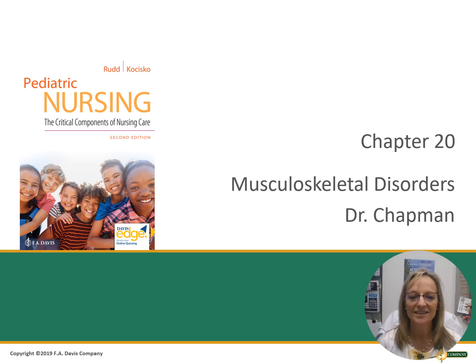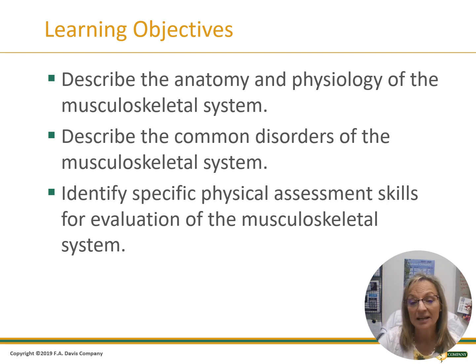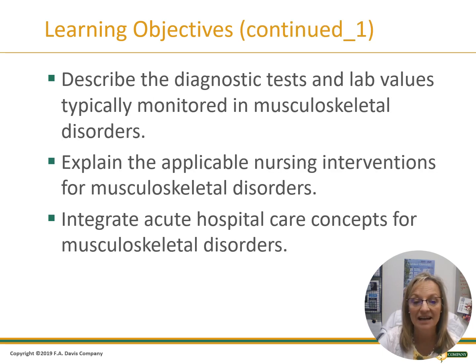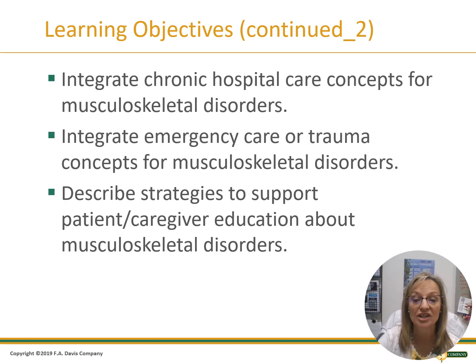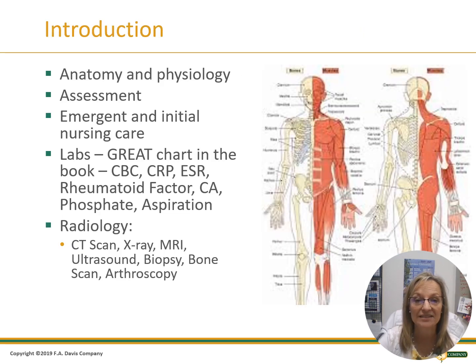Good morning. This morning we're going to be talking about musculoskeletal disorders, chapter 20 in the pediatric nursing book. Musculoskeletal is really hard, so lots of deaths today. We're going to be talking about the anatomy and physiology of the musculoskeletal system, common disorders, assessment skills, diagnostic tests and lab values, nursing interventions, hospital interventions, home interventions, so lots and lots of different things.